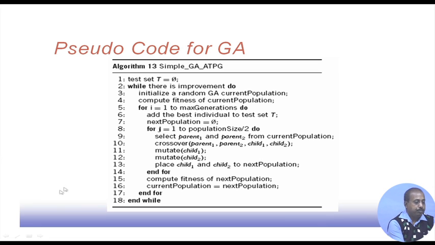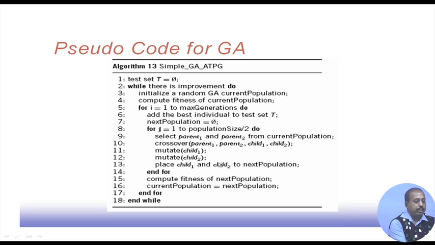So, what is done? We select two parents, parent 1 and parent 2, from the current population, and then perform the crossover operation over parent 1 and parent 2 to create two children, child 1 and child 2. Then we do some mutation operation. Both child 1 and child 2 are subjected to some mutation operation, and that modifies child 1 and child 2 a bit, and then child 1 and child 2 are put into the next population.